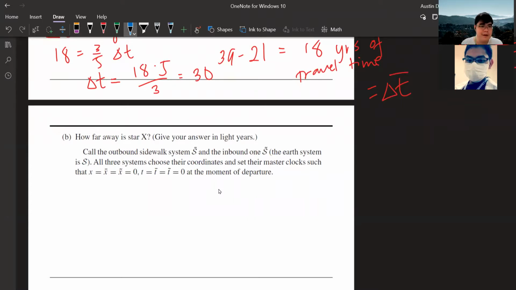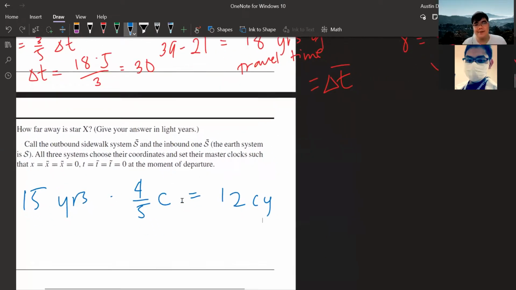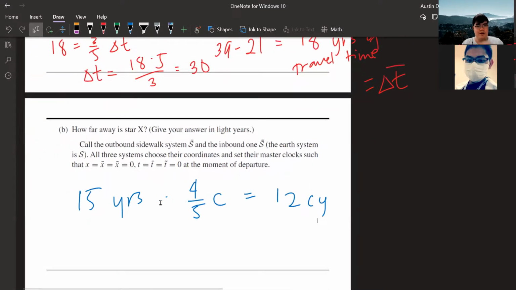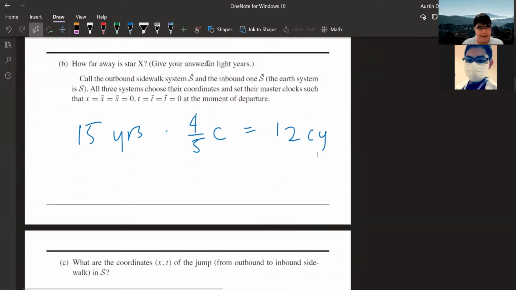Therefore, pag pinapanood nung guy yung kapatid niya, so 15 years times kung gaano kabilis yung magical sidewalk mo, which is 4/5 times the speed of light. And this is 3 times 4, 12 CY, light years. Okay, so 12 CY siya. And then, okay, that's it for this question.